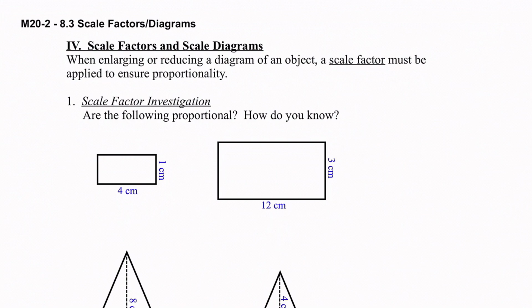So the first thing we're going to do is a scale factor investigation. It says, are the following proportional, and then how do you know? To figure out whether they are proportional just means that all of the sides are going to be multiplied by the same amount. So we can see with this first one, it went from this bottom side to this bottom side, and to get there, it looks like it times by 3. And then this right side, to get to this other right side, it also times by 3. So with that one, it multiplied both of the dimensions by the same amount.